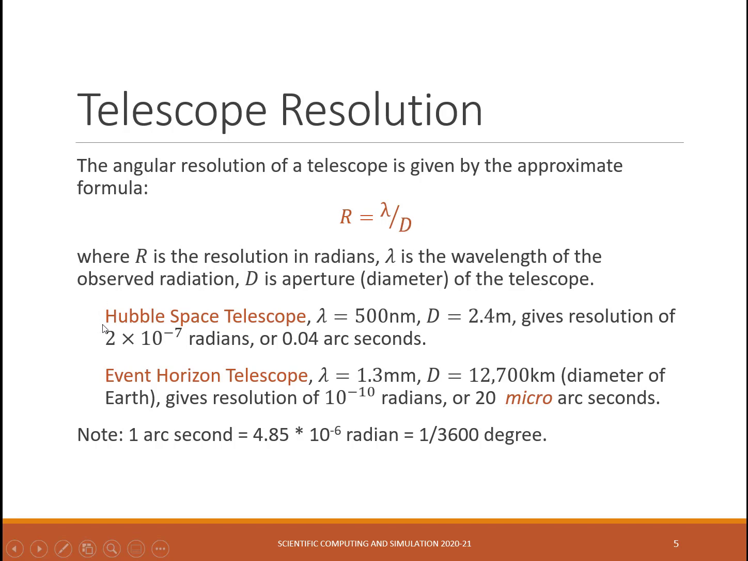For instance, in visible light, at wavelengths near 500 nanometers, the Hubble telescope with its highest resolution cameras achieves an angular resolution of about 0.05 arc seconds. It's interesting to note that the human eye can resolve objects separated by about 40 arc seconds. So, the resolution of the Hubble telescope exceeds that of the human eye by about a factor of 1000.